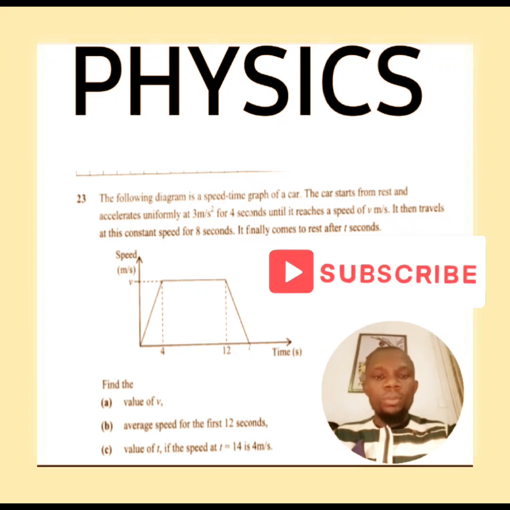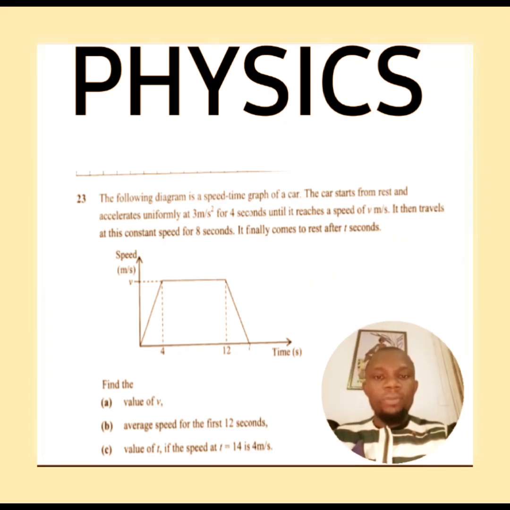Let me quickly go through the question. The following diagram is a speed-time graph of a car. The car starts from rest and accelerates uniformly at 3 meters per second squared for 4 seconds until it reaches a speed of v meters per second. It then travels at a constant speed for 8 seconds. It finally comes to rest after t seconds.